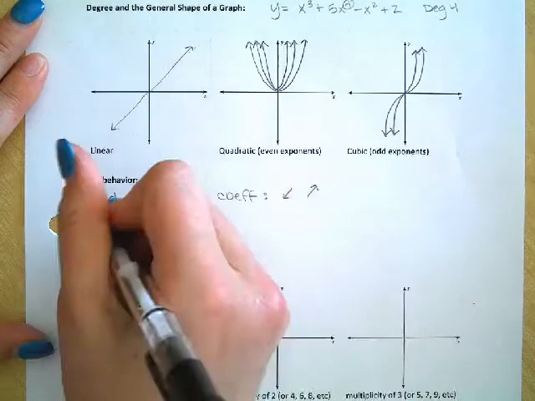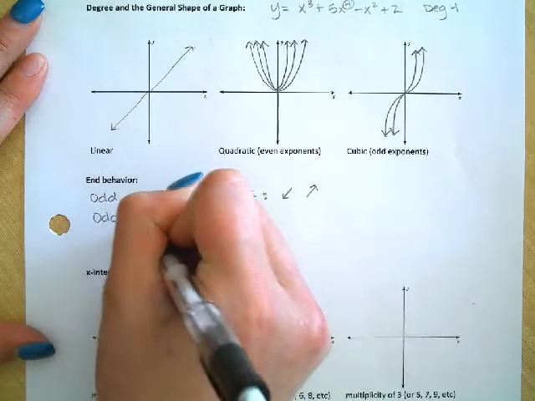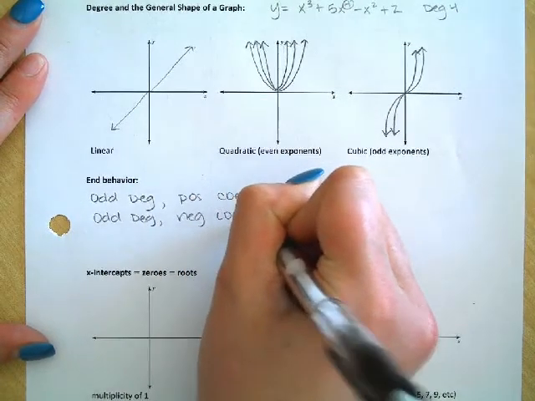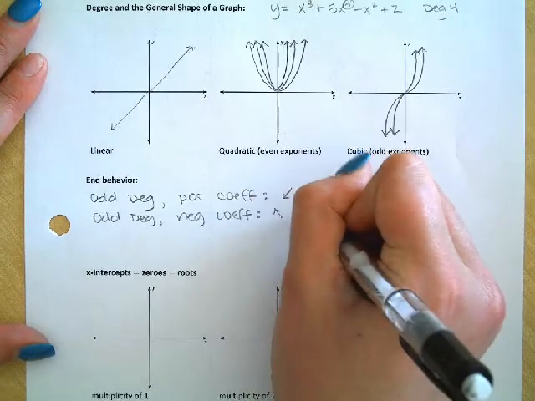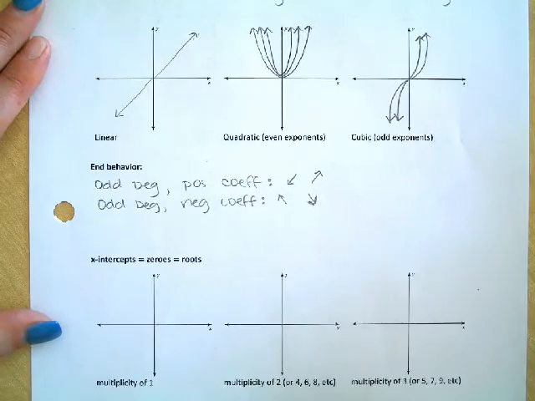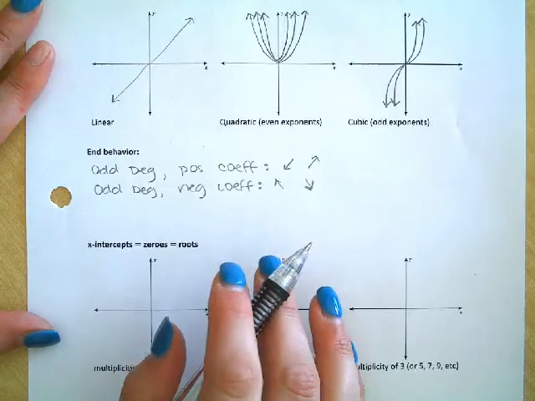So if I have an odd degree with a negative coefficient, then my arrow is going to go up to the left but down to the right. Okay, so those are the two ways that the overall graph can go if we have an odd degree.